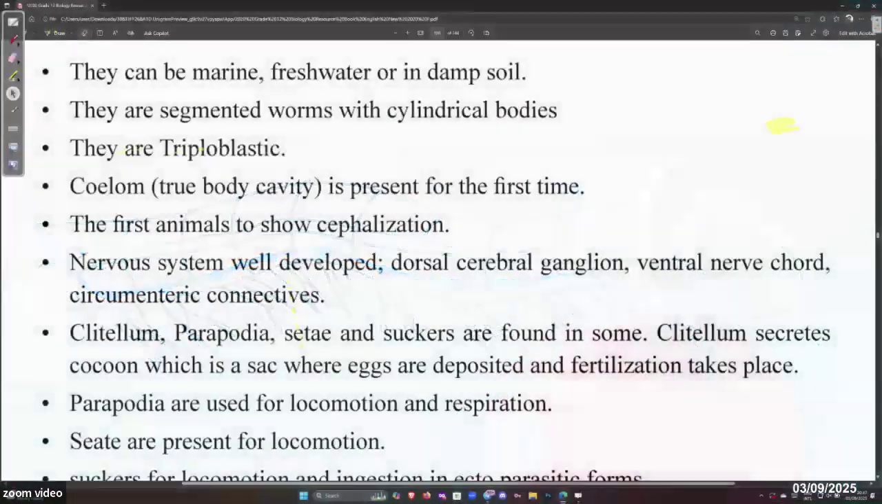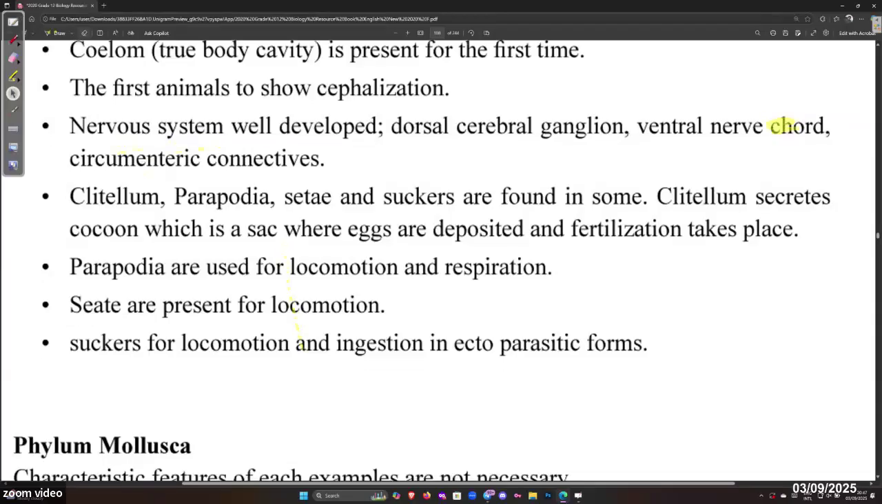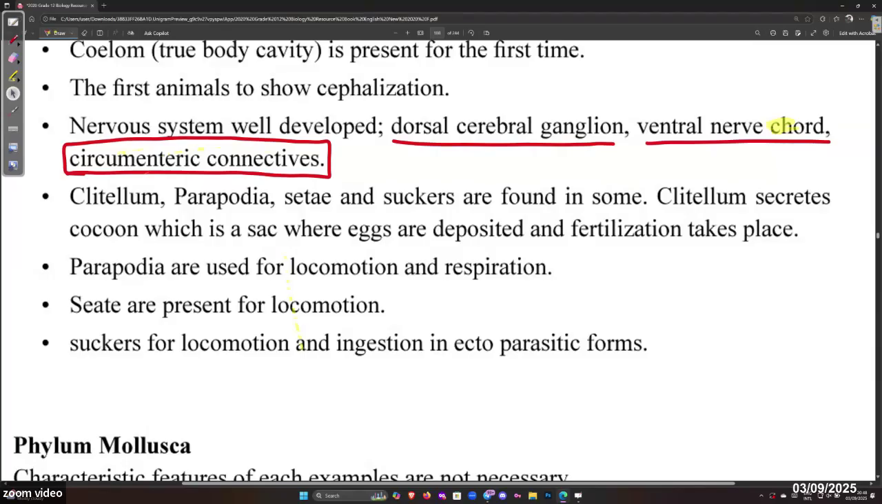So let's check some details, people. The first animals to show cephalization, nervous system well developed, right? Dorsal cerebral ganglia present. They have circumenteric connectives that you know now, very clear, right? Dorsal cerebral ganglion, ventral nerve cord present. I discussed them. Then clitellum present. That's a special feature. Clitellum available, right?